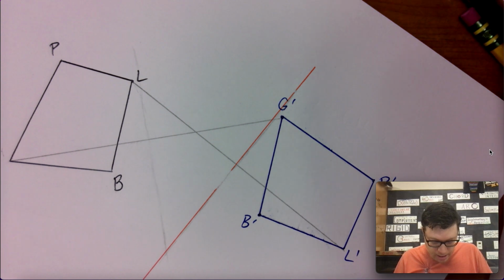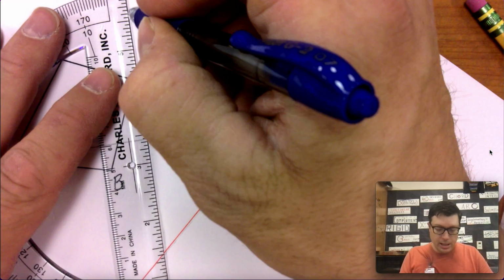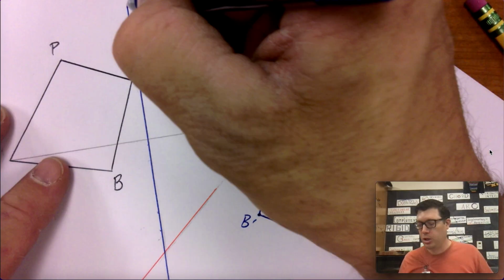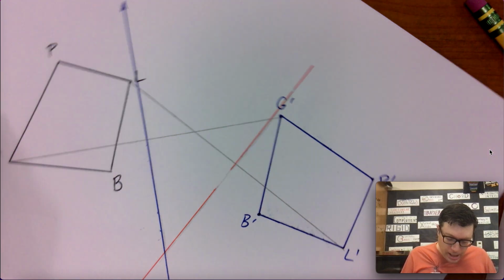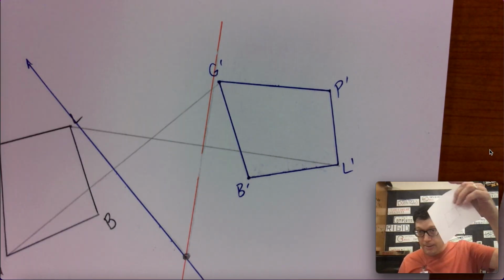Let's use a different color here for the sake of helping the visual aid of the video. Tracing along that pencil mark that's there, I've now created two perpendicular bisectors. But where the perpendicular bisectors cross, that's the center of the rotation. Let me prove it to you.